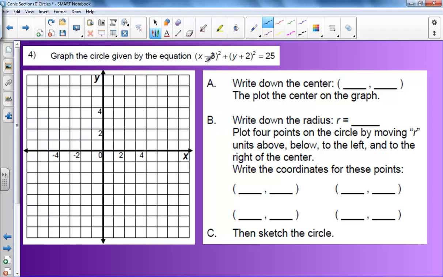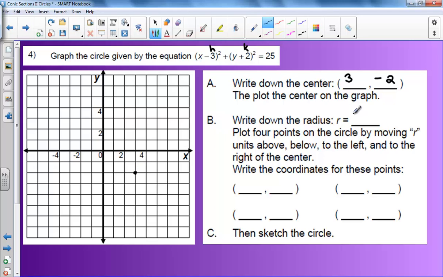But if we're given an equation, then this is my h and this is my k, and again I have to remember that when they were put into the parentheses, their sign changed. So when I pull them back out of the parentheses, the sign is going to change again. So the center is actually a positive 3, negative 2. And so I'm going to graph positive 3, negative 2. There is the center of my circle.